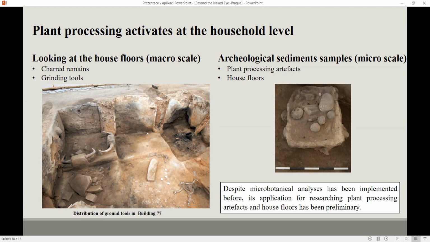And despite that, certainly microbotanical analysis has been implemented at Çatalhöyük before. Its application specifically for researching plant processing artifacts, grinding tools, and other implements, and house floors, to understand the distribution of plant processing activities and the organization of the living space regarding plant processing tasks, has been preliminary in general. This means that there's a lot of work to do regarding this aspect.